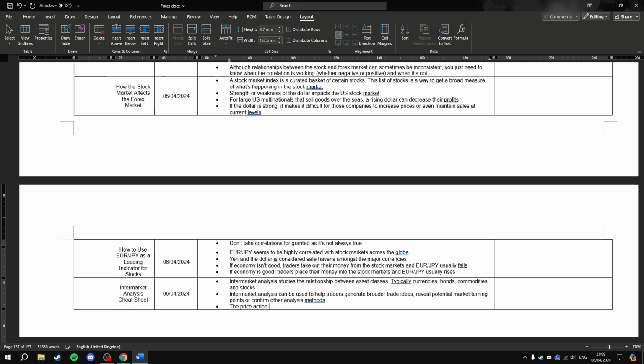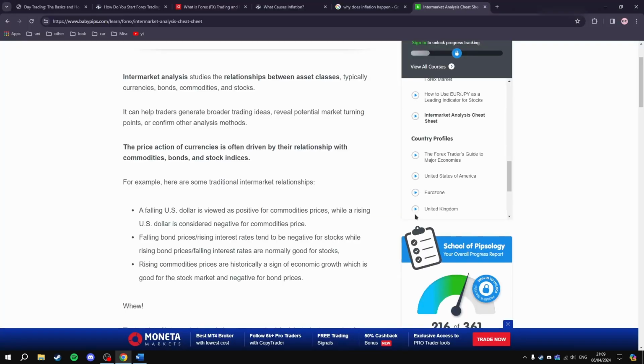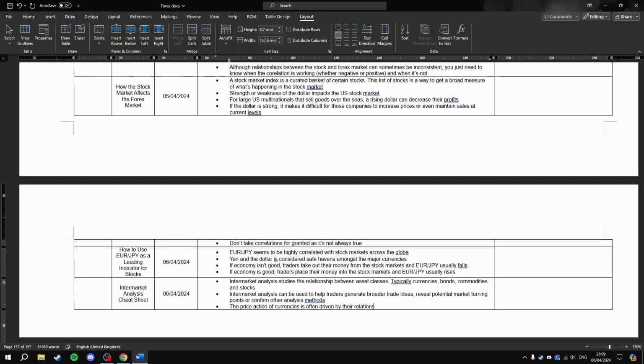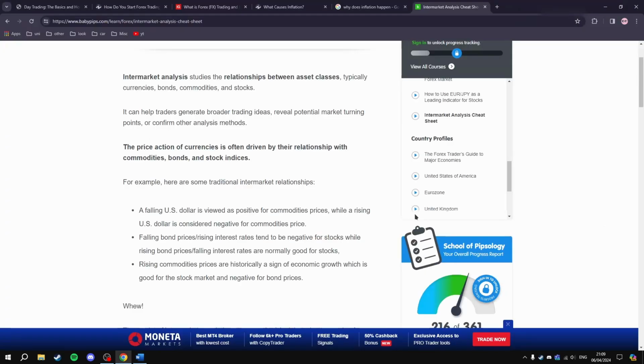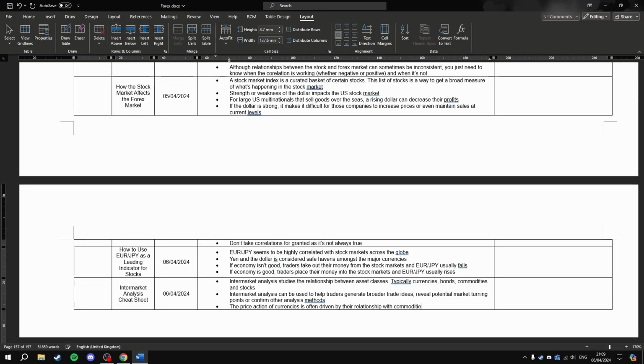The price action of currencies is often driven by their relationship with commodities, bonds, and stock indices.